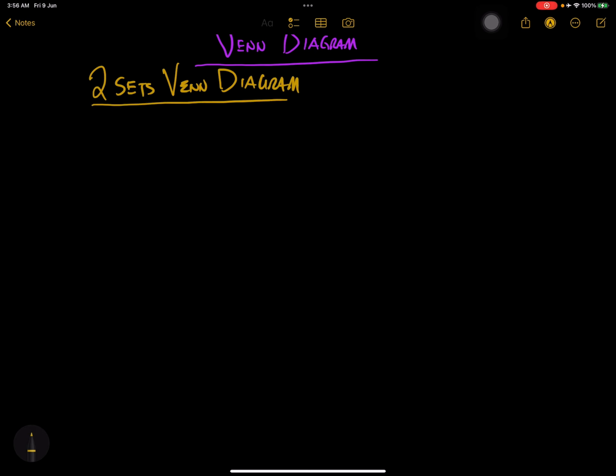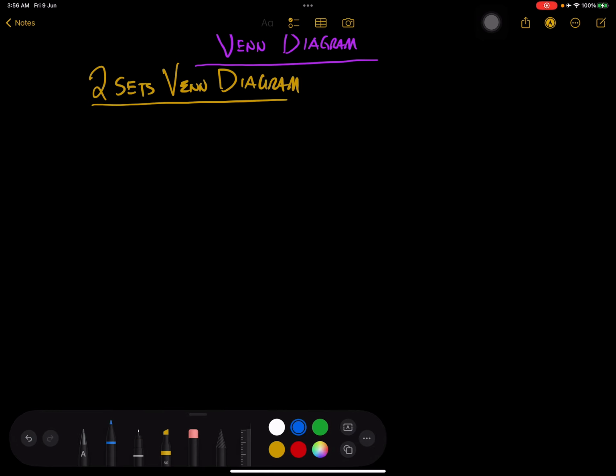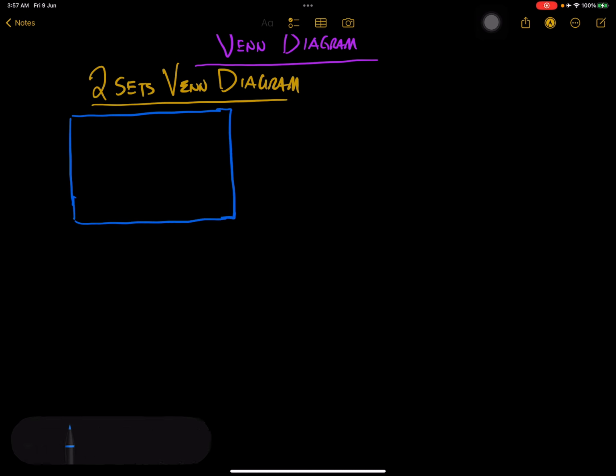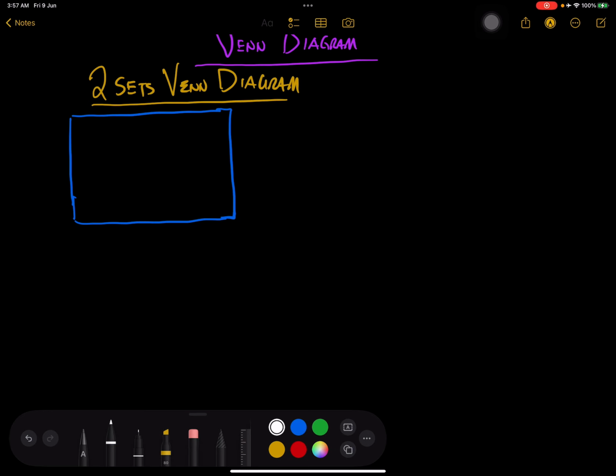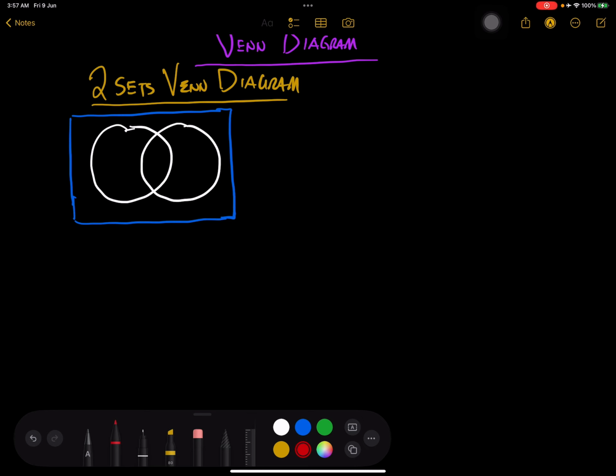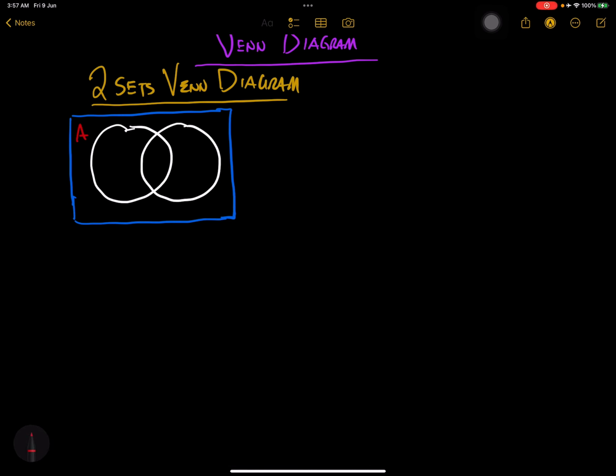So let's try and draw something. We're drawing this like that. It's just a two set diagram, and inside this diagram we have these two sets together. Now, we can call the one on our left set A, and we can call the one on our right set B, like that.